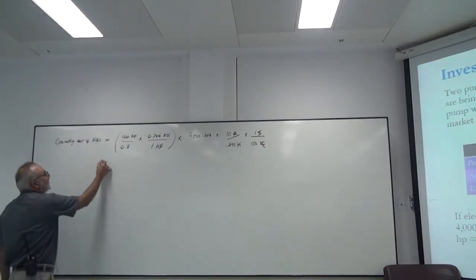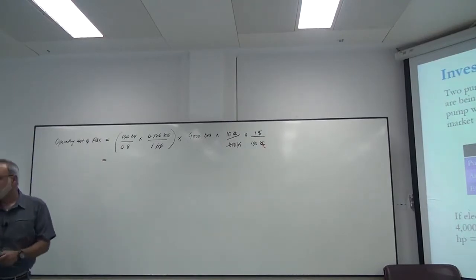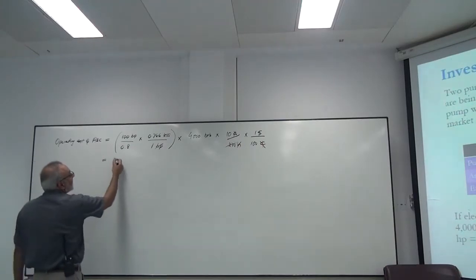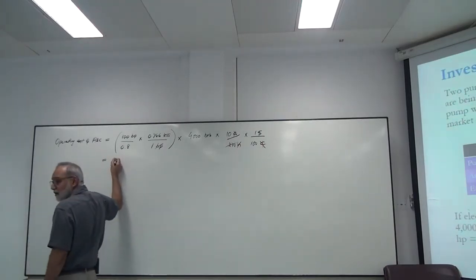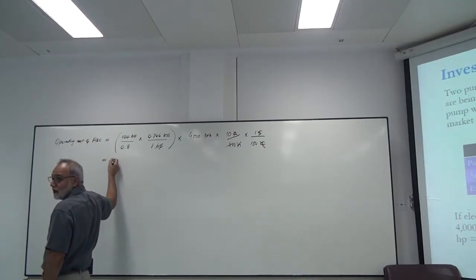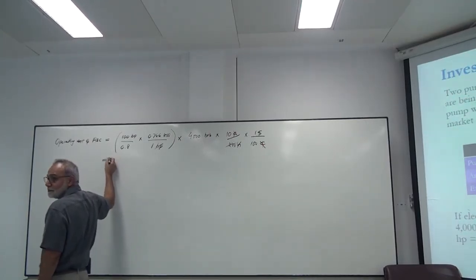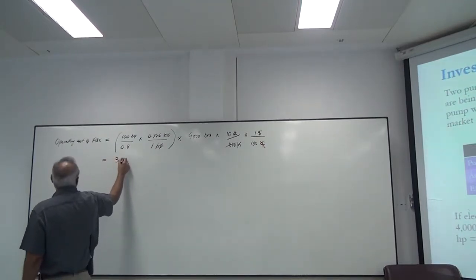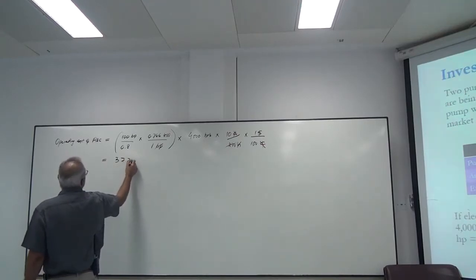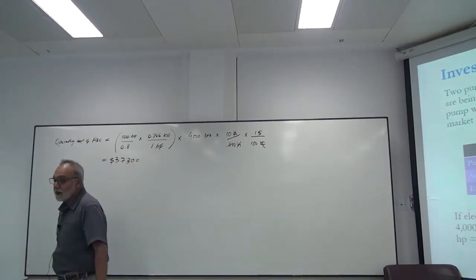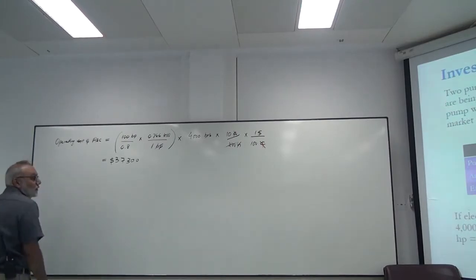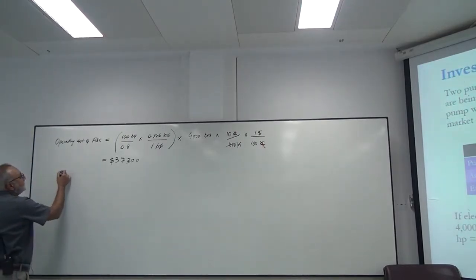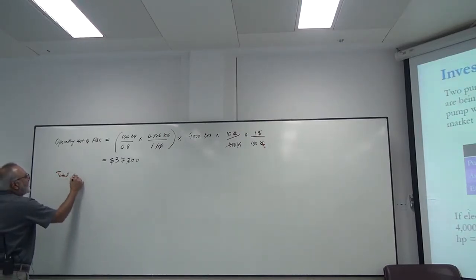Anybody like to tell me? 238. Are you sure? 37,300 dollars. This is the right one. And we have the annual maintenance cost, and so plus maintenance, total cost, I will put total cost here now, just add all these costs.